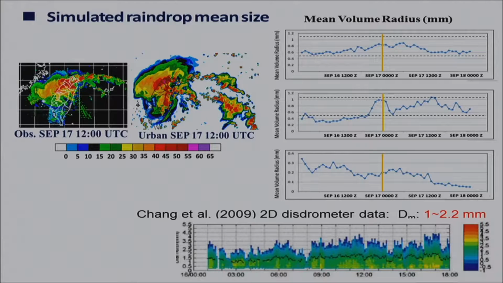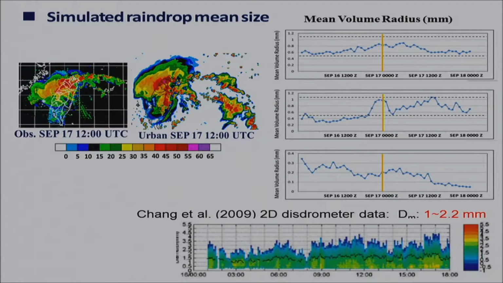And here are the mean volume radius of the simulated rain. This one should be the urban type, and this one is the maritime type. I was expecting to see smaller raindrops in the urban aerosol case. However, I don't see it here. Both the urban type and the maritime type fall around 1 millimeter in size.